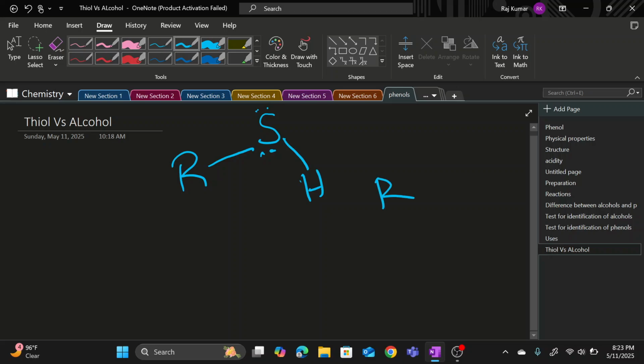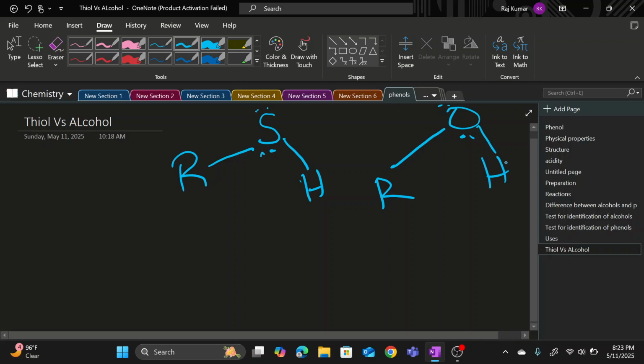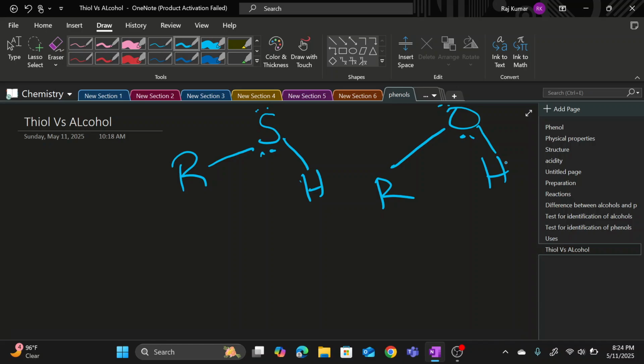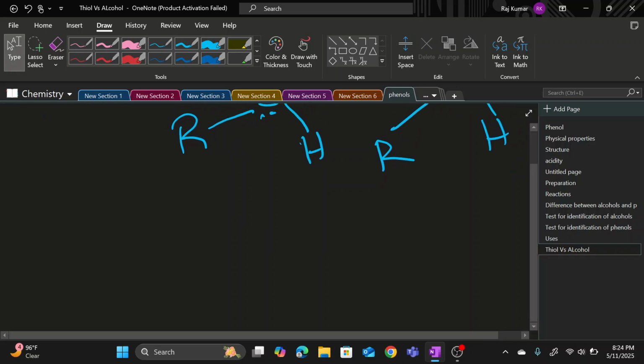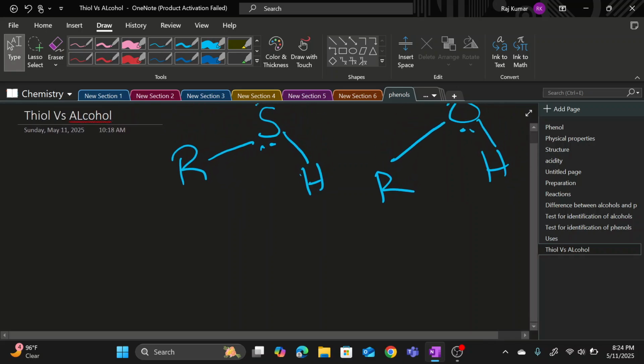Again, the structure of thiol is similar to the structure of alcohol. There are a few differences which we are only going to discuss here in terms of reactivity, chemical properties, electronegativity and other aspects. So when it comes to the physical properties, how are we going to name it? Let's say if it is methanol.